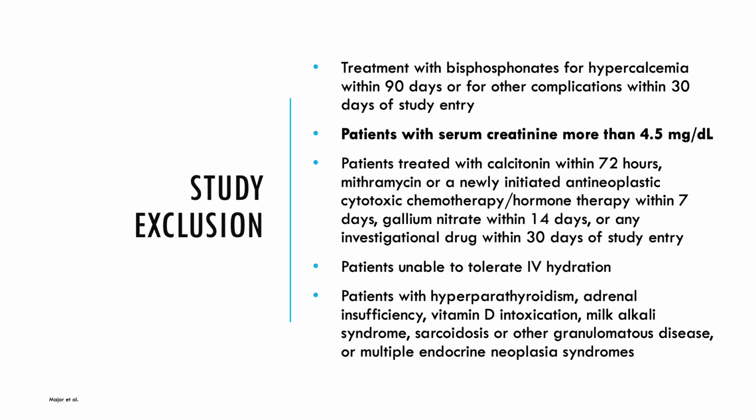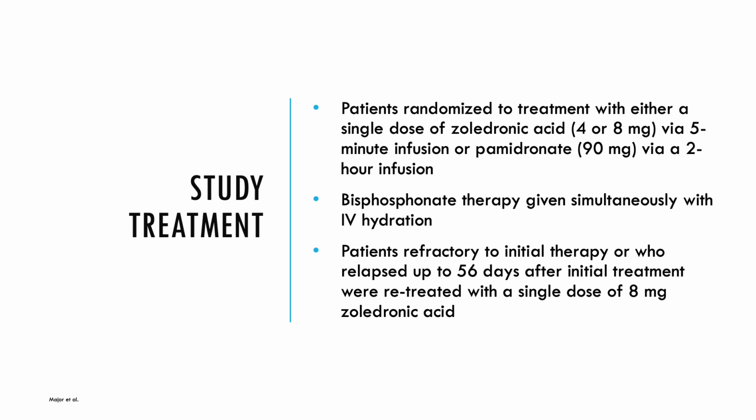The study had a lot of listed exclusion criteria, some of which I have listed here. The main exclusion criterion that I wanted to pull out, because it does fall into our place in therapy of treatment options, is that patients with serum creatinine more than 4.5 mg per deciliter were excluded from this study, as mentioned. For the study treatment, patients were randomized to be treated with either a single dose of zoledronic acid, either 4 or 8 mg via 5-minute infusion, or pamidronate 90 mg via a 2-hour infusion.